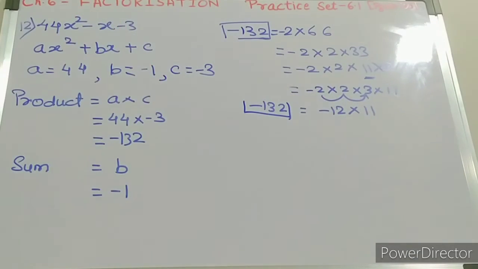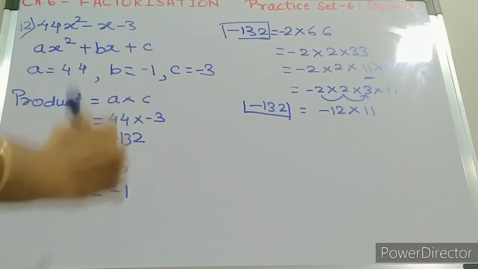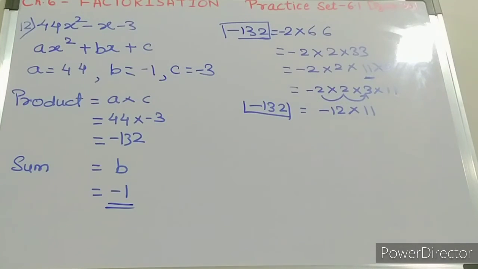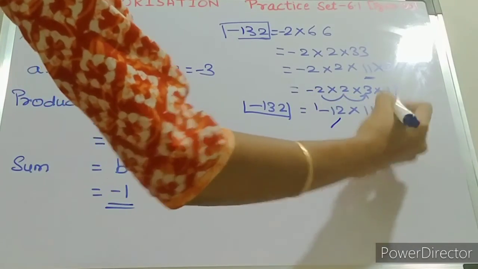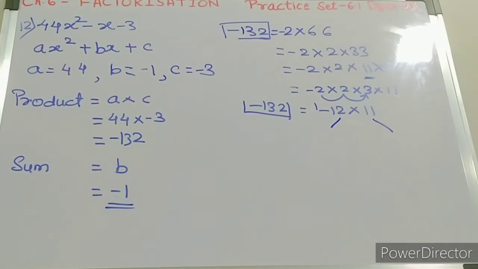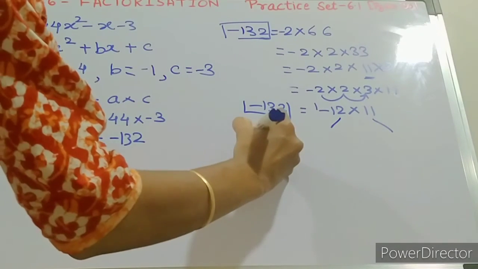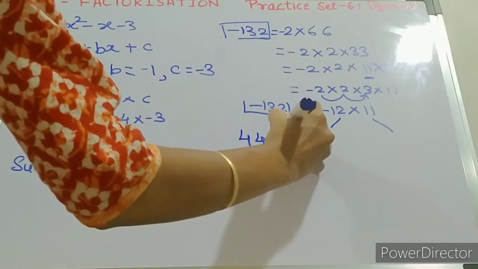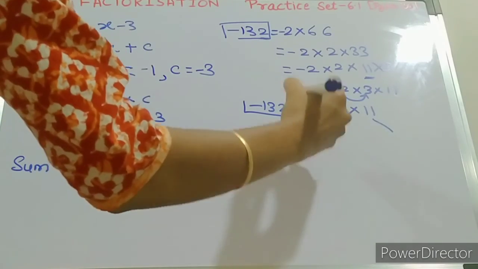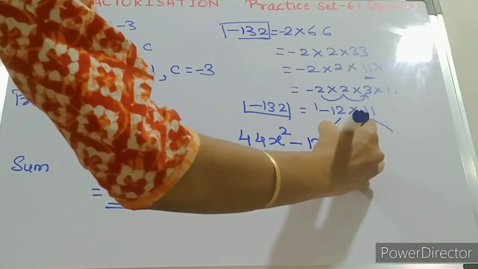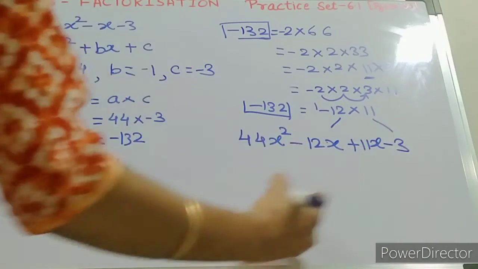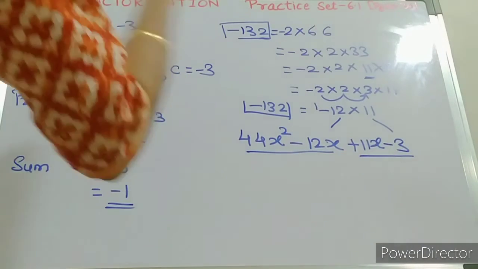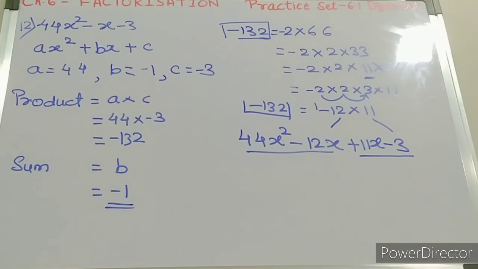And what about the sum? Minus 12 plus 11, my sum will again be minus 1. Okay, so these two are my factors, minus 12 and 11. Now everything you know. After that, what do we have to do? Just write the factors instead of the middle term, that is minus 12x plus 11x minus 3. Two terms together. Next, what will be common?